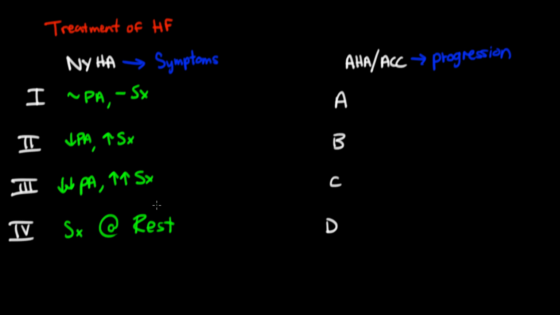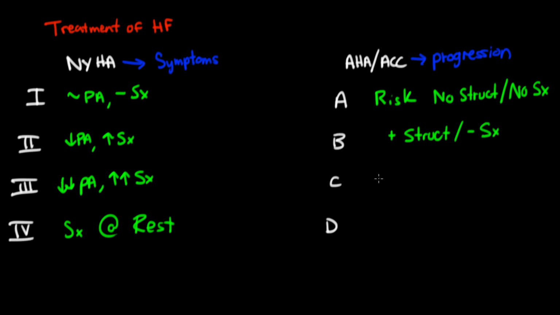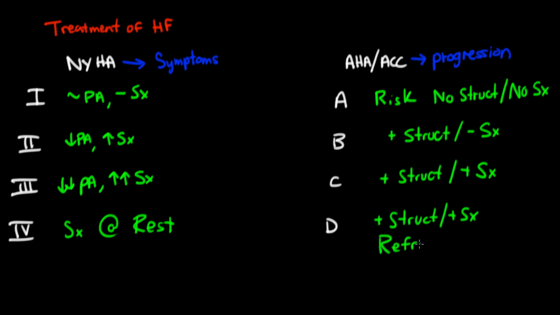In the AHA-ACC classification, in stage A, this is really just the person that is at risk. They have no structural disease and no symptoms. In stage B, they have structural disease now, but still no symptoms. In stage C, they have structural disease and now have developed symptoms. And finally, in stage D, they have structural disease as well as symptoms, but the condition has become medically refractory.